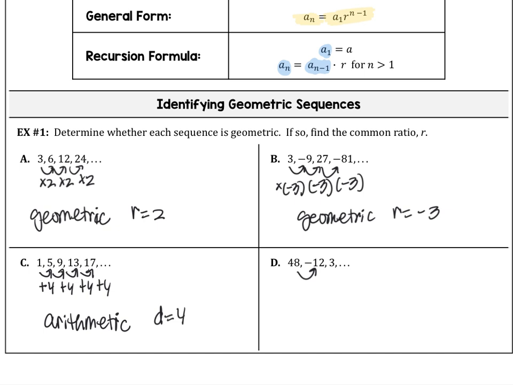The next one looks like they're dividing by 4, but instead of saying divide by 4, we're going to say multiply by negative 1/4. Okay, we're multiplying by negative 1/4. So yes, this is geometric, and r is negative 1/4.